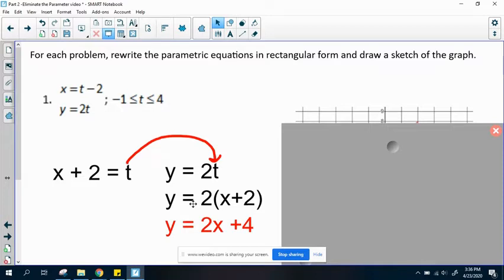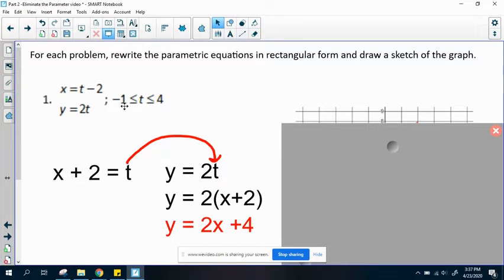And we all know that that looks like a line. The only thing is in rectangular world, this would be a line that goes on forever and ever. But you have to remember that t was restricted parametrically. So what you could do is go back to the old way, which is take these t values and plug them in and get a table of values and just plot those points. Or what you could do is draw 2x plus 4, because I know you all know how to do that, and then erase the endpoints.